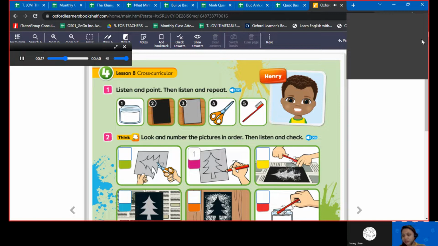One. White paint. Two. Black paper. Three. Card. Four. Scissors. Five. A toothbrush. Okay, so now let's start.